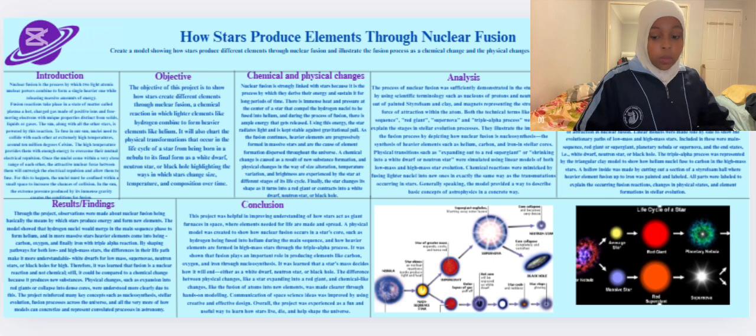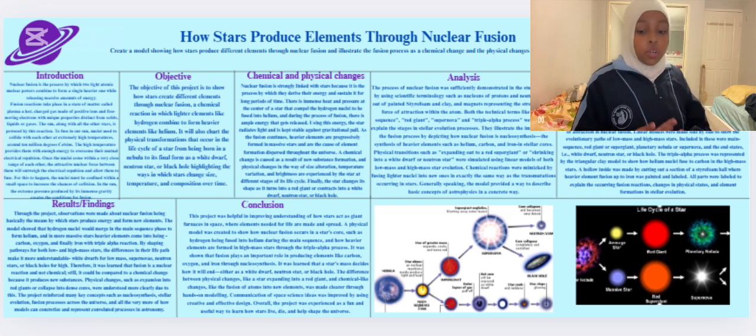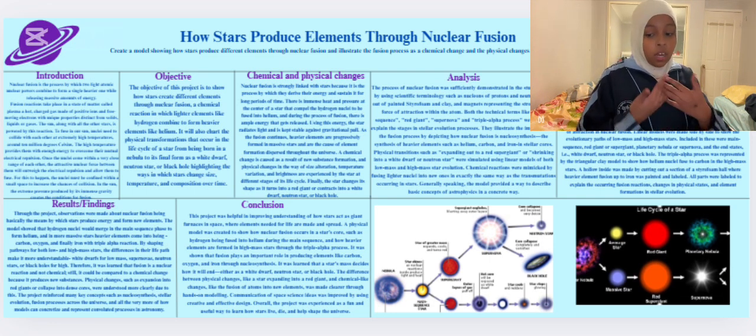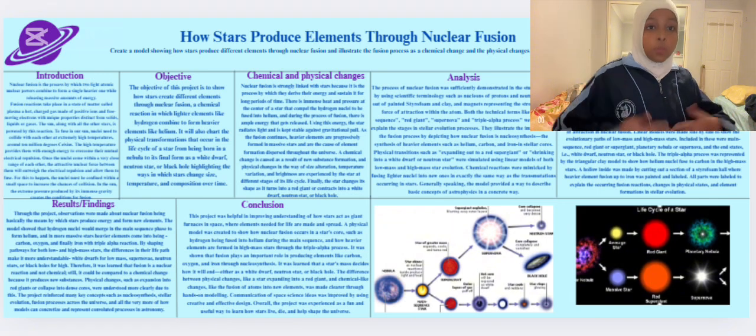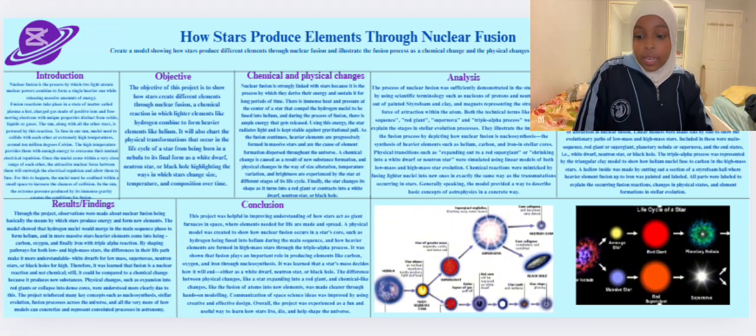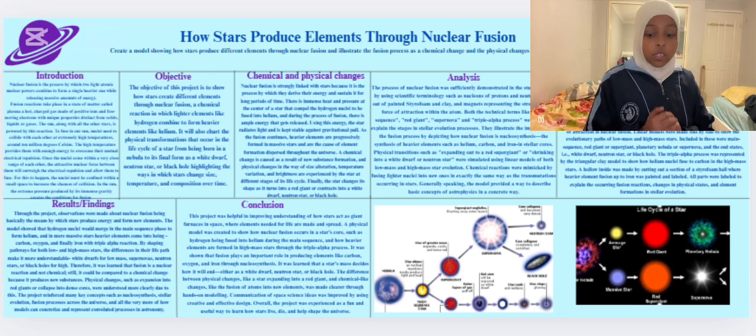Chemical-like changes were shown by the way protons and neutrons were fused to form new elements, like helium and carbon. Physical changes were shown through the different star stages, such as when a star expands into a red giant or explodes as a supernova. In the analysis, it was shown that nuclear fusion happens in the core of stars, starting with hydrogen atoms fusing into helium.